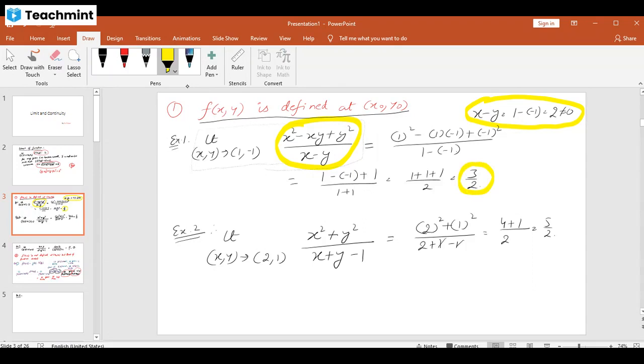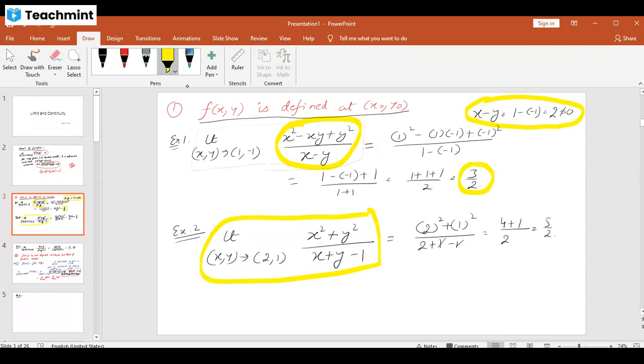Now let us consider another problem. Here the problem is the limit as (x,y) approaches (2, 1) of the function (x squared plus y squared) upon (x plus y minus 1). This is the limit problem.